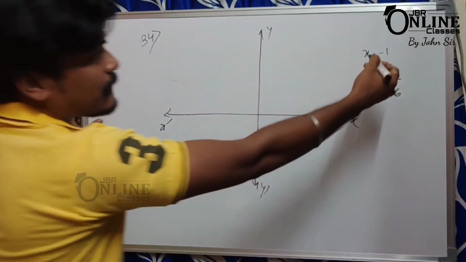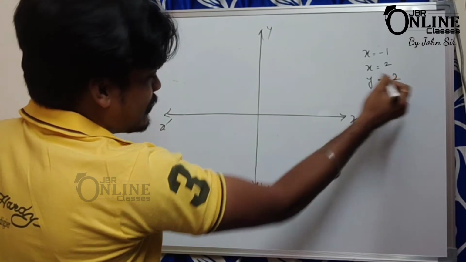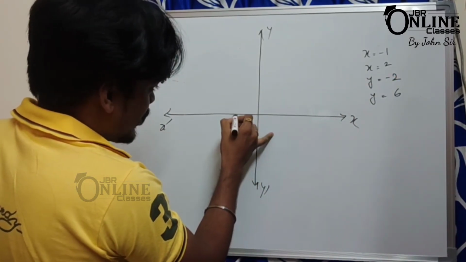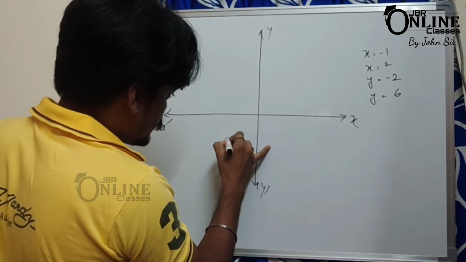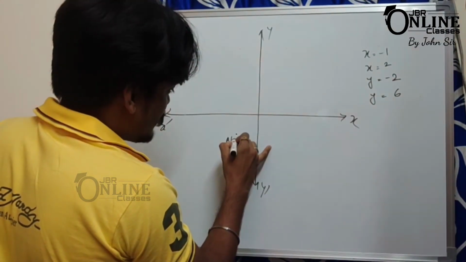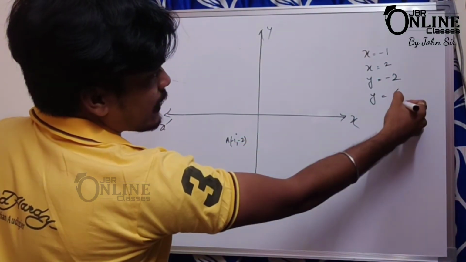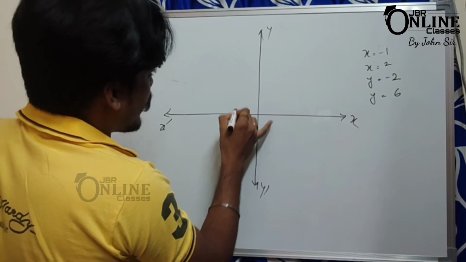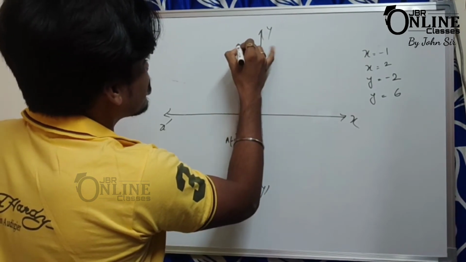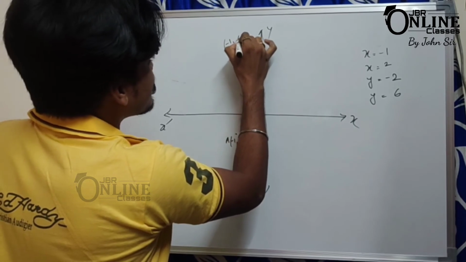Okay, so first x equals minus 1 and y equals minus 2. That means the coordinate is here, so put this point A, and it's minus 1, minus 2. Now next, x equals minus 1 and y equals 6. So suppose this is 6, that is the next point, minus 1, 6.